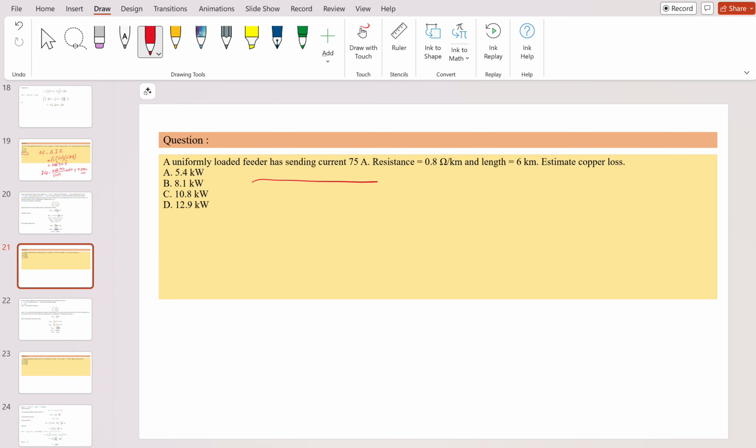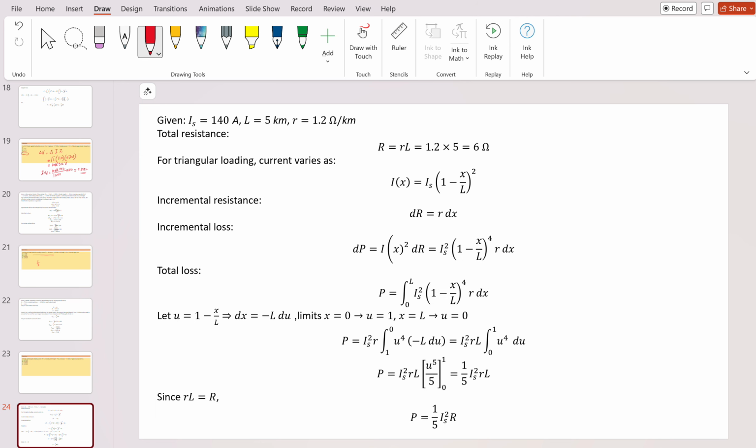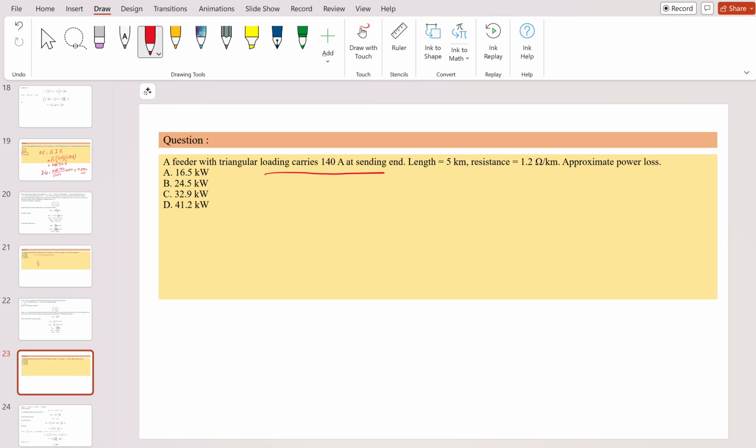For uniformly distributed loading, it is 1 by 3 times I squared R. When you have a triangular feeder, suppose here the triangular loading is given and approximate power loss is being asked, in this case the formula is simply 1 by 5 times I squared R L.